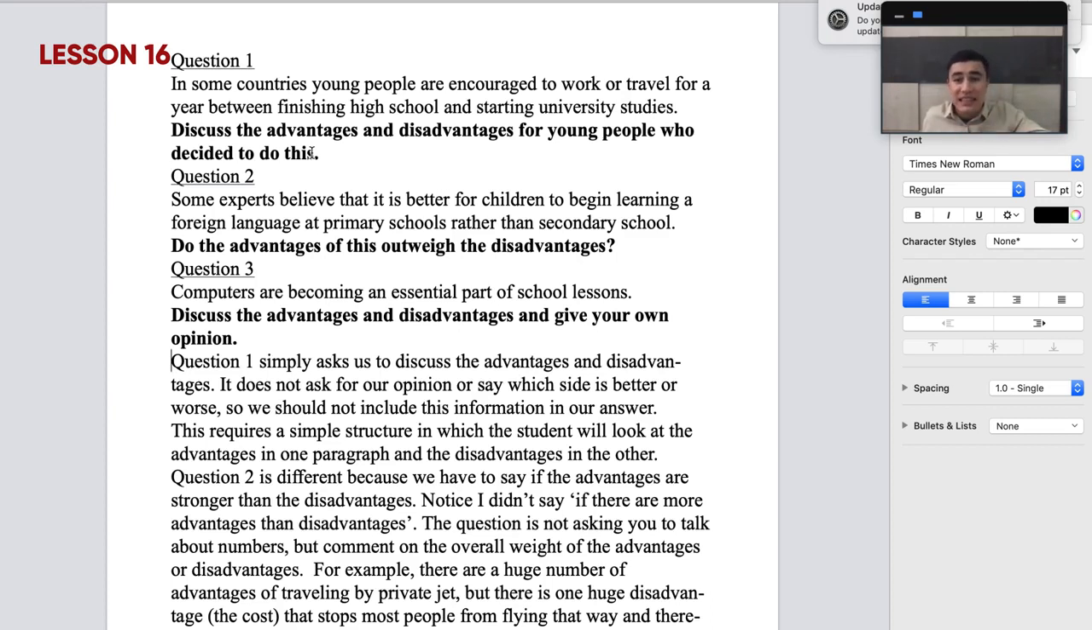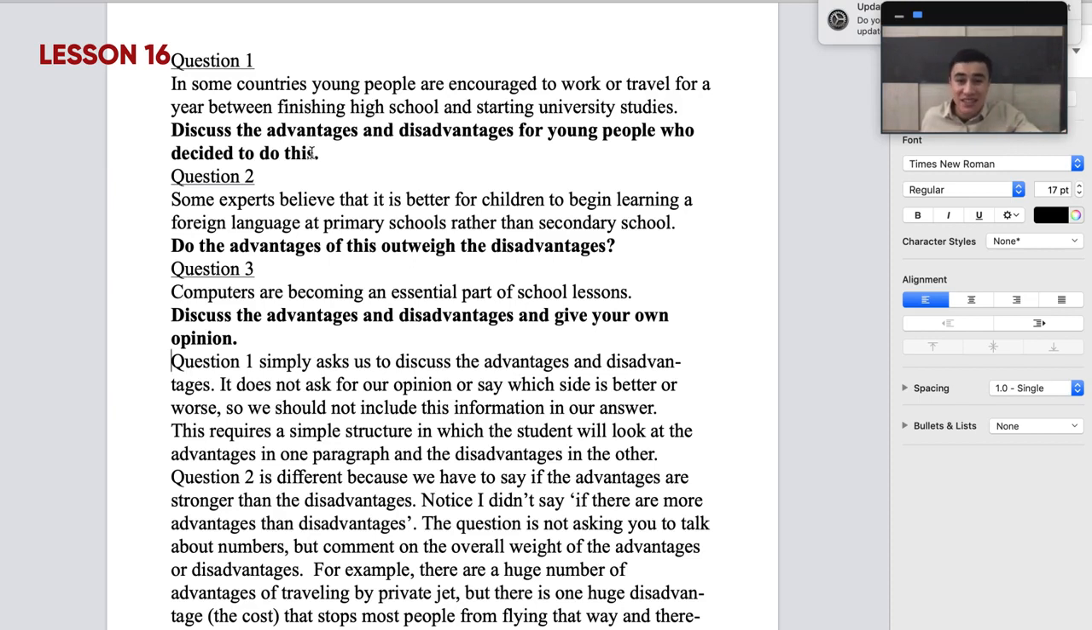Now, as you can see in the question number 1, you are simply asked to discuss the advantages and disadvantages. In this question, you're not asked for your opinion, or you're not asked which side is better or worse. So it is always better if you do not include this information in your answer. So it means you will choose the simplest structure. Okay, one paragraph is going to be dedicated to the advantages and the other one is going to be dedicated to disadvantages.